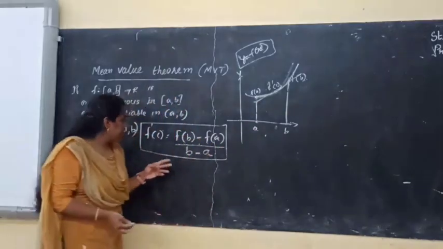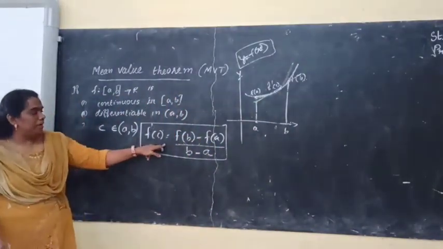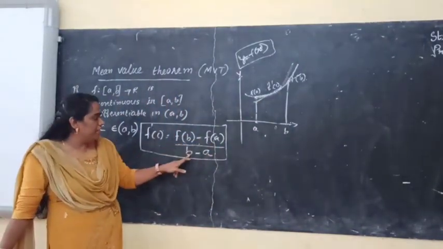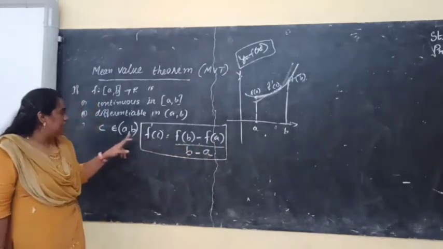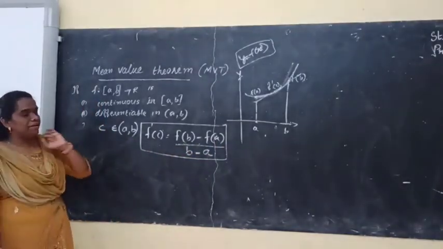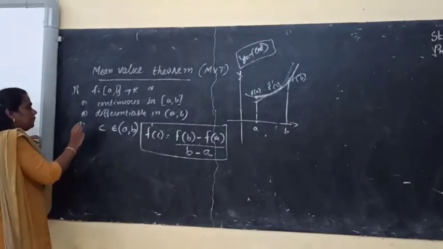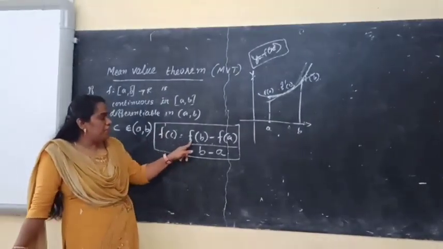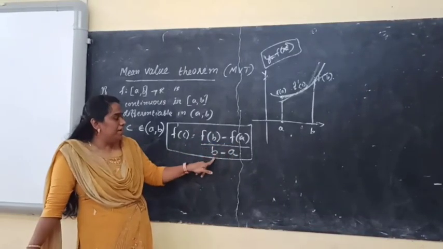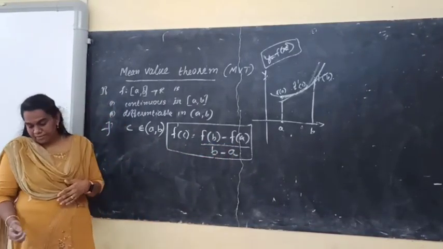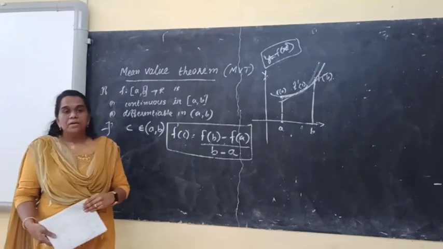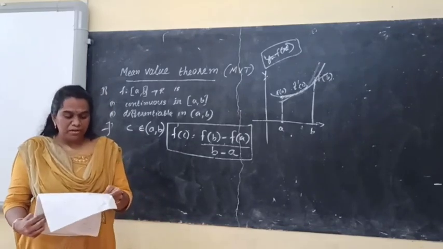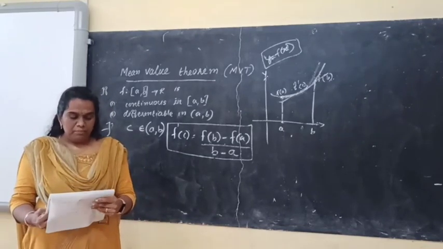So we can find f dash c equal to f of b minus f of a divided by b minus a. Then there exists a c belonging to the open interval a b such that f dash c is equal to f of b minus f of a divided by b minus a. I hope you understood the theorem. Let us verify the mean value theorem.